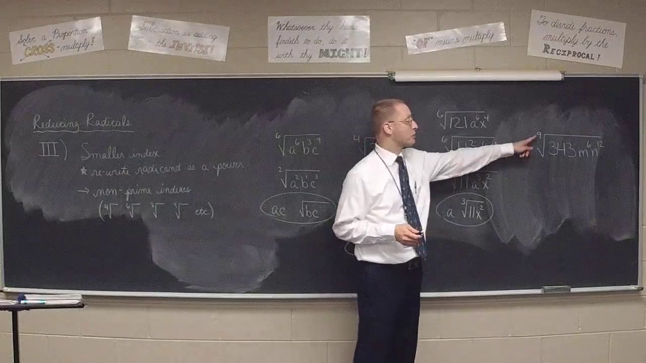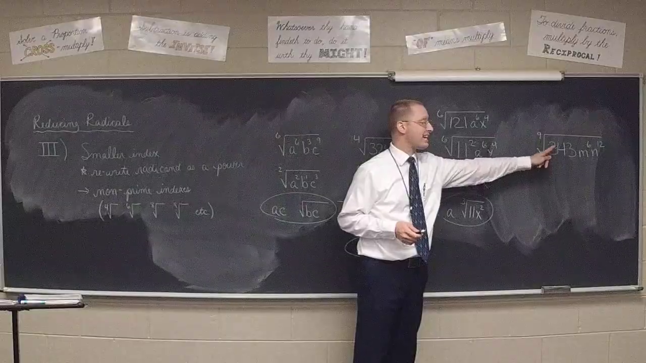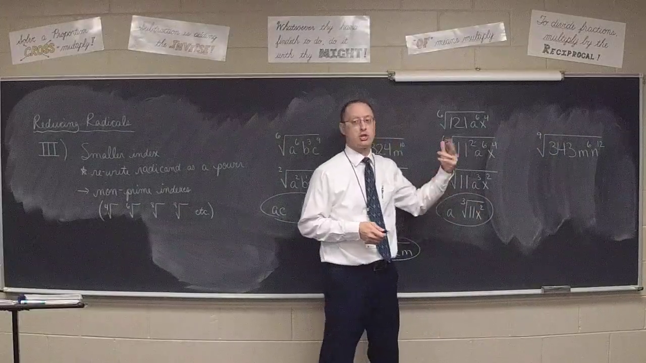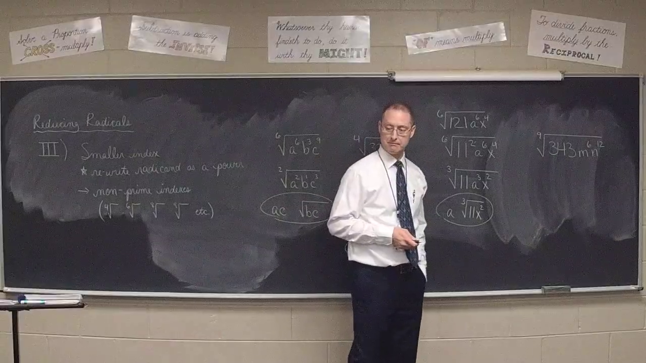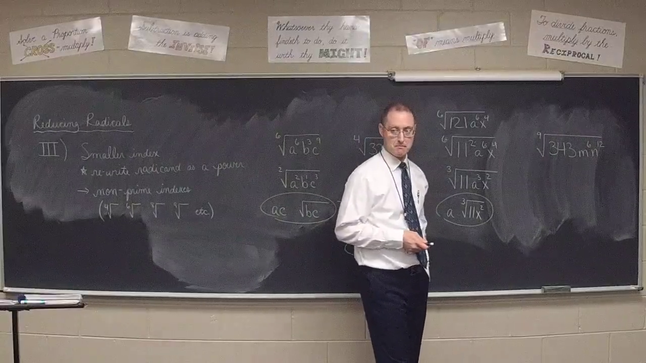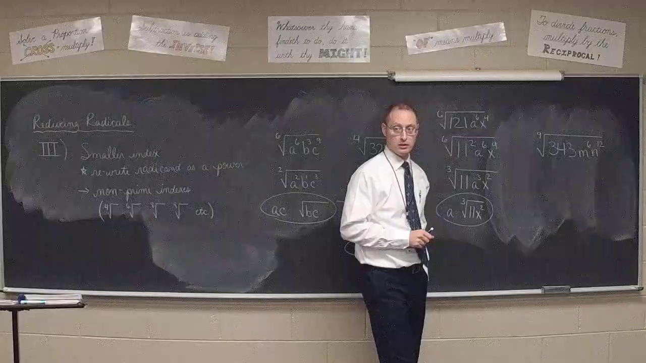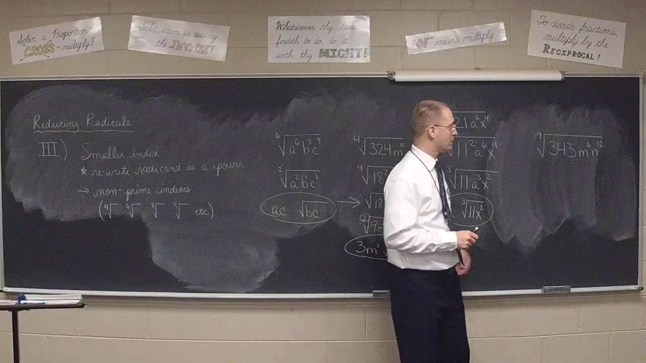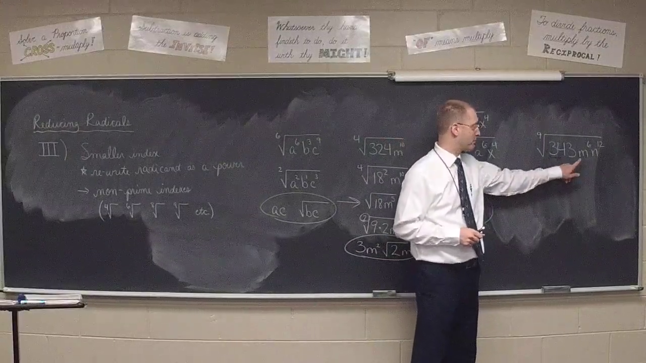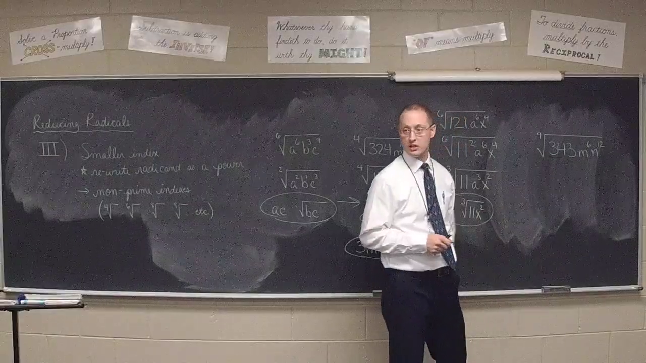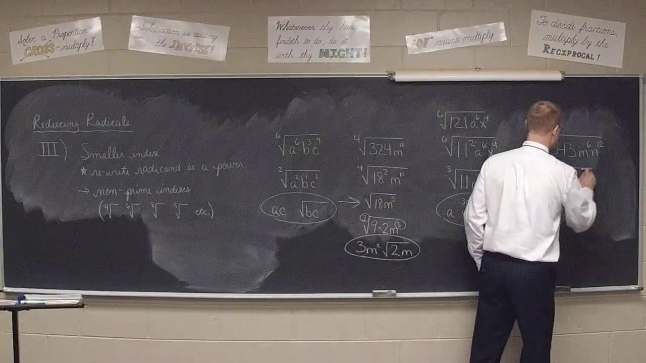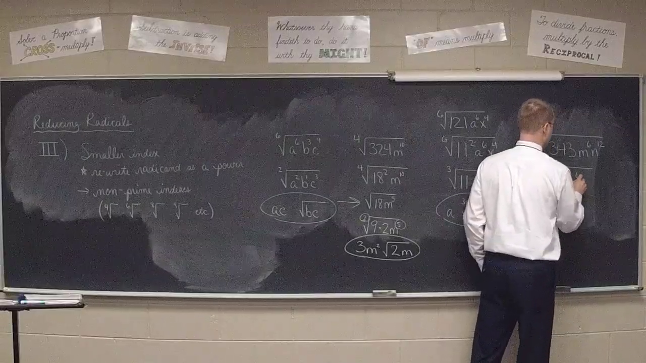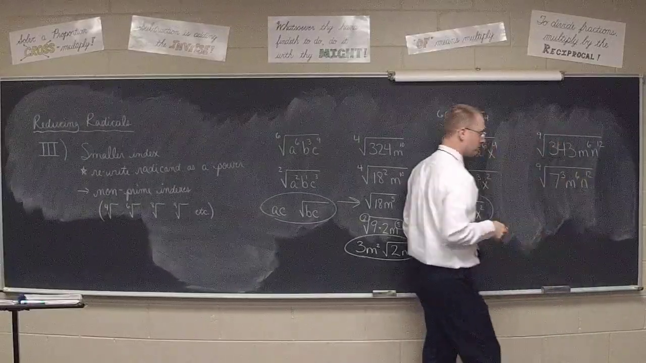Well, with a big index, we don't want to factor, we want to rewrite as a power. Something squared, something cubed. Good. Add up the first 2 digits or the last 2 digits. 7 cubed, okay? So we're going to rewrite as 7 cubed, m to the 6th, n to the 12th. Okay, continue.